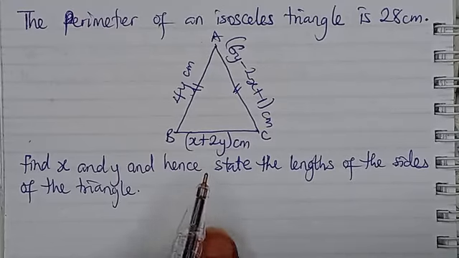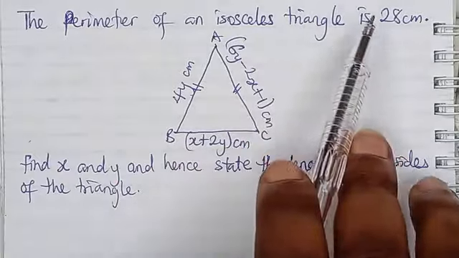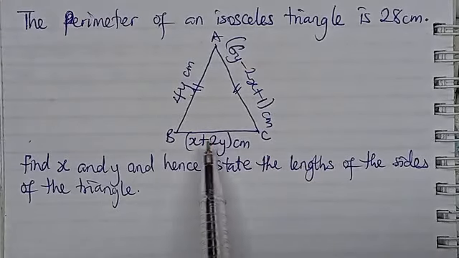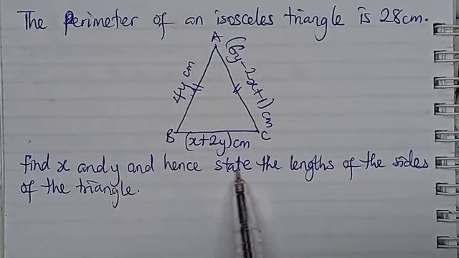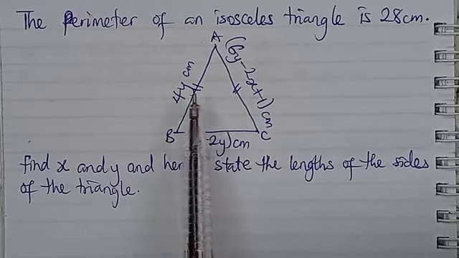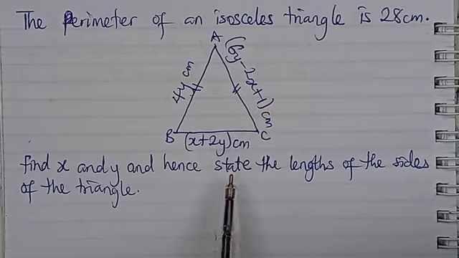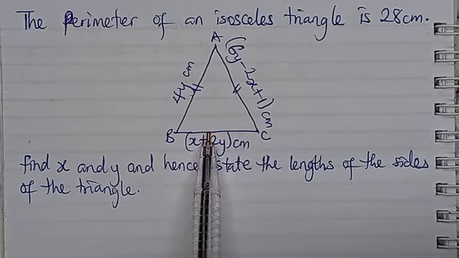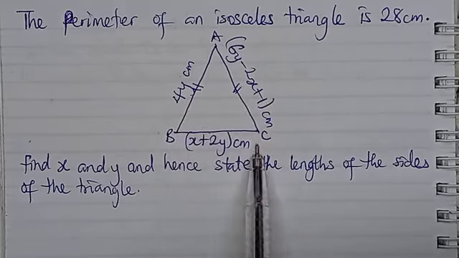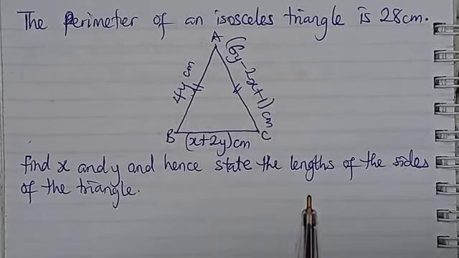Now we've been presented with another question. The perimeter of an isosceles triangle is 28 cm. And this is the isosceles triangle, and we've been asked to find x and y, and hence state the length of each side of the triangle. Now we know that an isosceles triangle has two equal parts. So these are the two equal parts, okay? Then this side is the unequal part. And we know that perimeter is the sum of all the sides. Now we are going to form equations out of that.